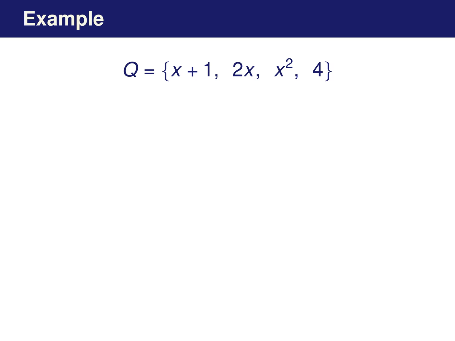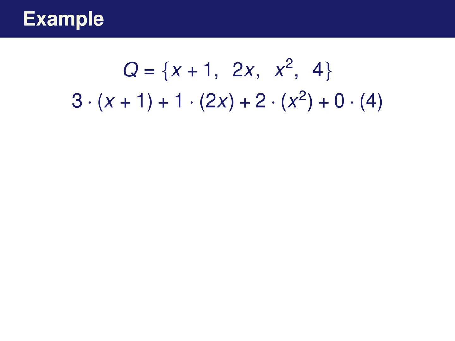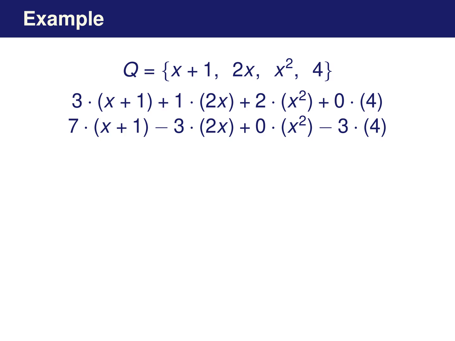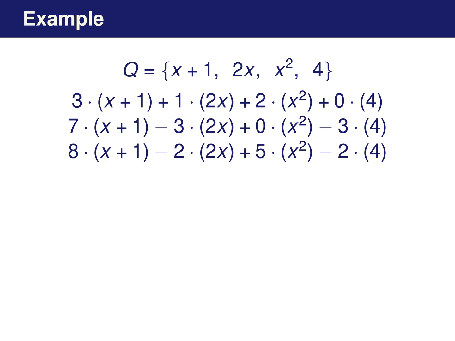Suppose that we take the objects x plus 1, 2x, x squared, and 4. We don't need to worry what x is. One arbitrary linear combination of these vectors is 3 times (x plus 1), plus 1 times 2x, plus 2 times x squared, plus 0 times 4. Another one is 7 times (x plus 1), minus 3 times 2x, plus 0 times x squared, minus 3 times 4. And a third one is 8 times (x plus 1), minus 2 times 2x, plus 5 times x squared, minus 2 times 4. And there are others.